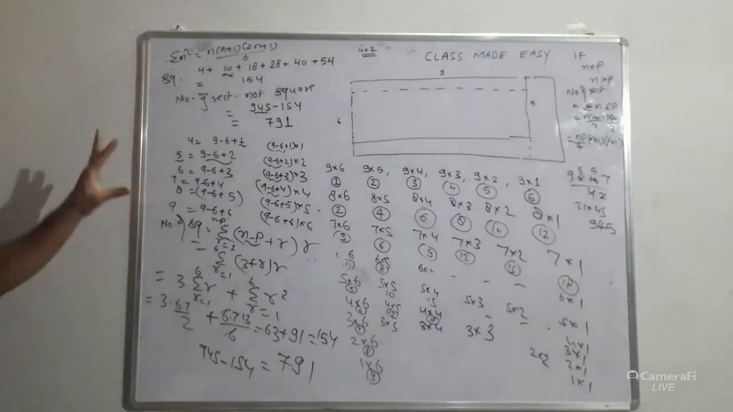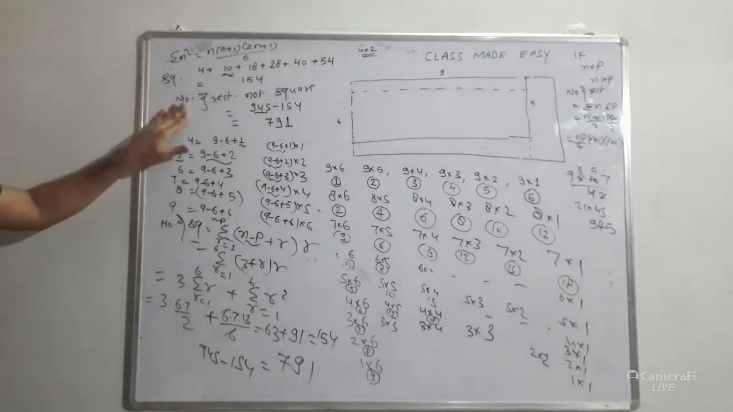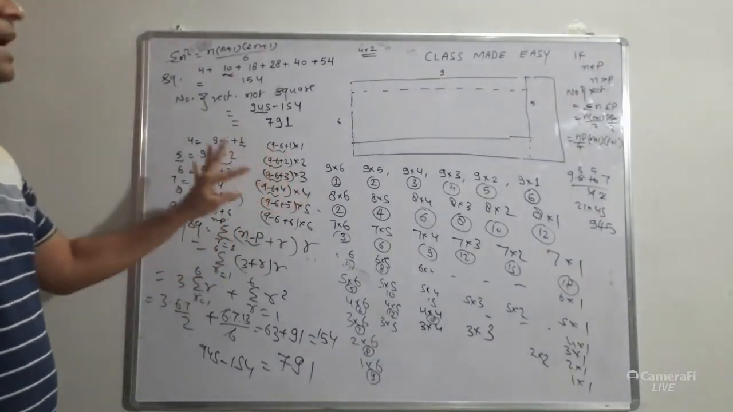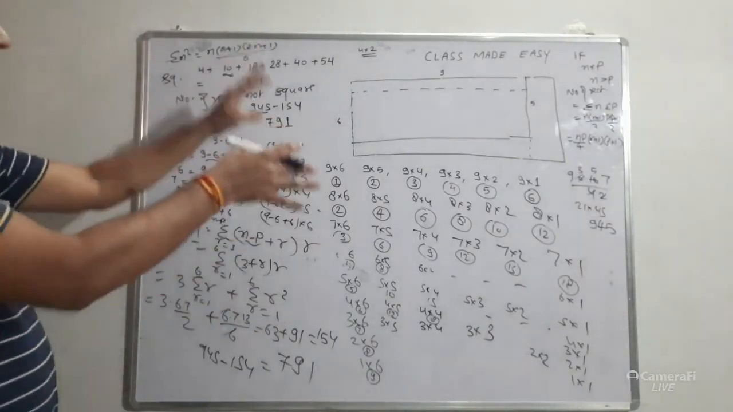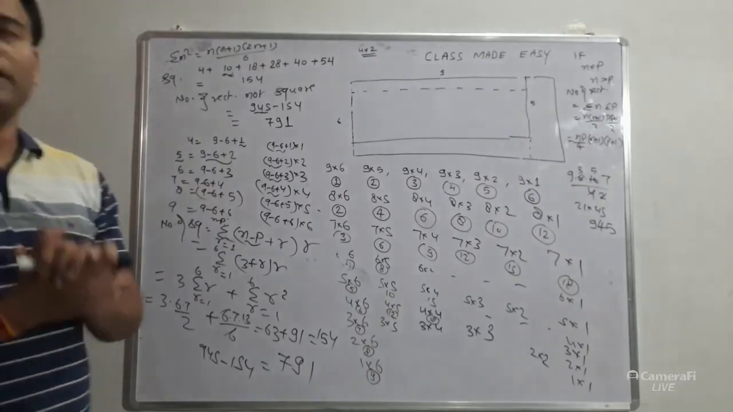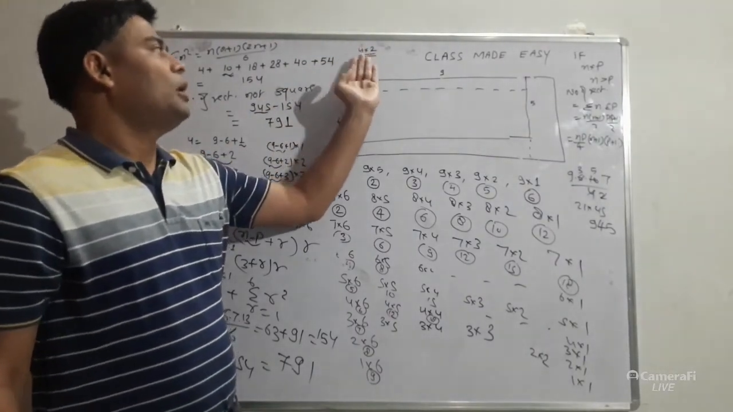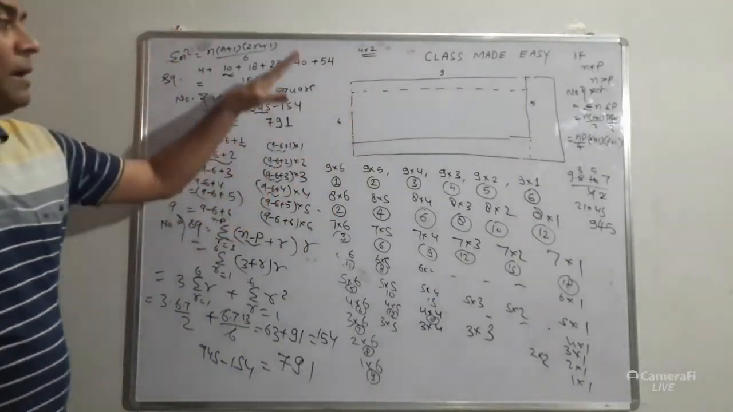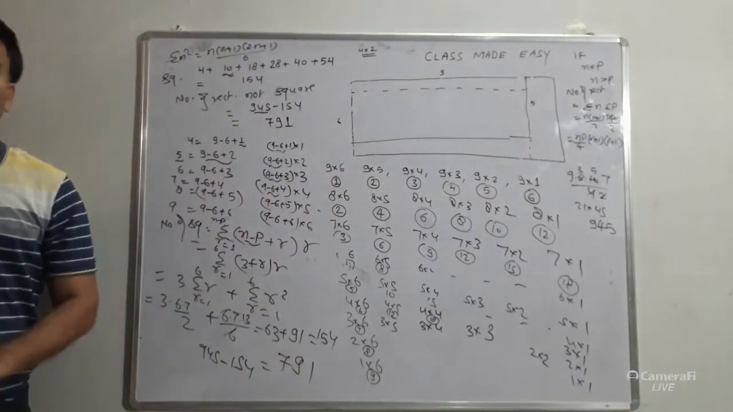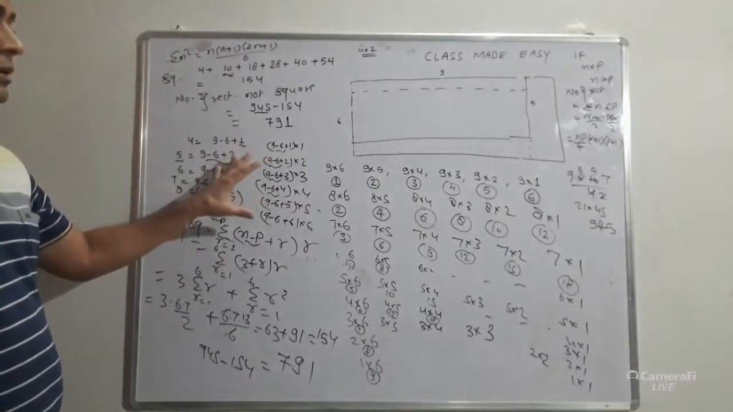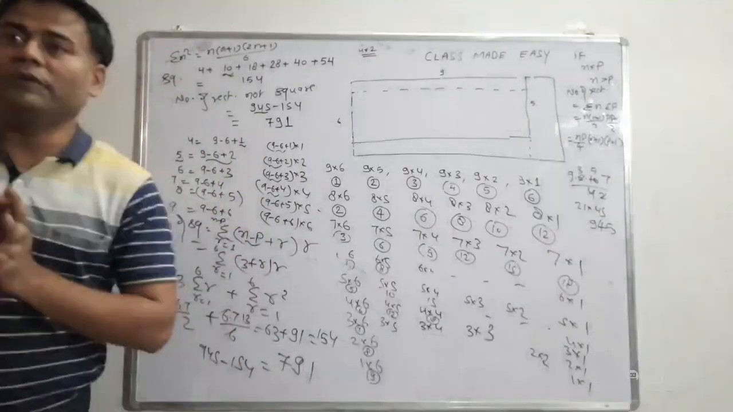So this is the number of rectangles which are not squares. Okay students, I discussed this problem. This is a most important problem from the exam point of view. You can easily understand by this explanation, and also you can make squares and rectangles of some smaller size to develop your skill.